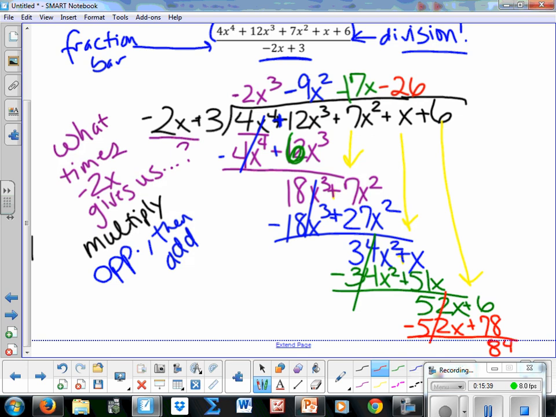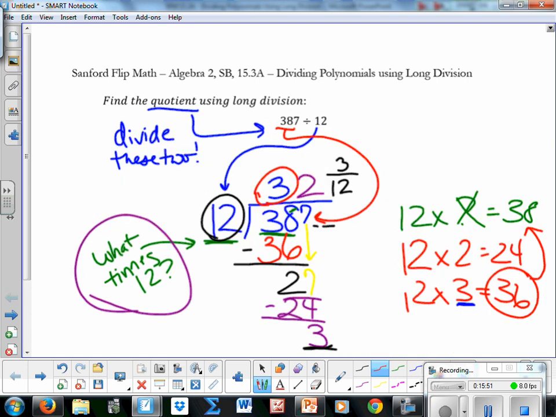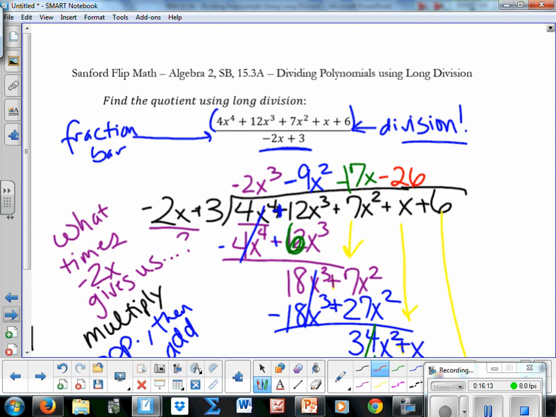Okay, now this is where we come in with what our remainder is. Remember when we did that with our number problem? I'm going to go back a couple slides here. We ended up writing it as whatever the remainder was over whatever our divisor was. That's what this number is called out here. So we wrote the remainder over the divisor is how we write that. Okay, so I'm going to use that same idea back over here.